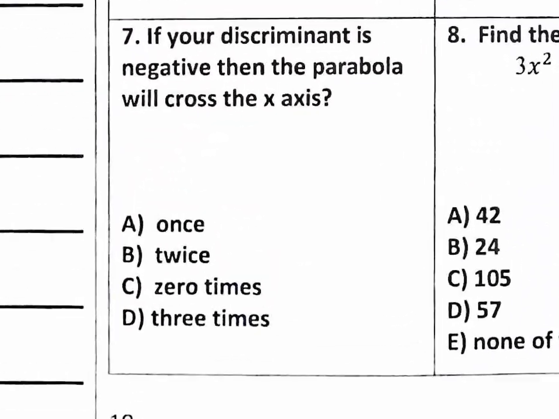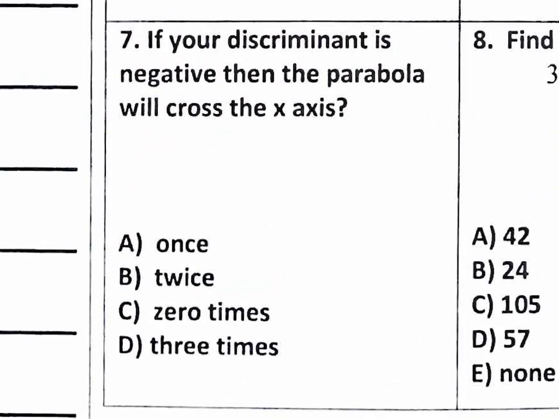Number 7. If your discriminant is negative, then the parabola will cross the x-axis once, twice, 0 times, 3 times.